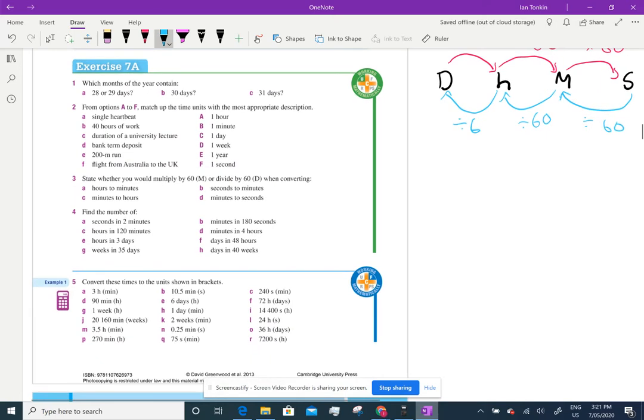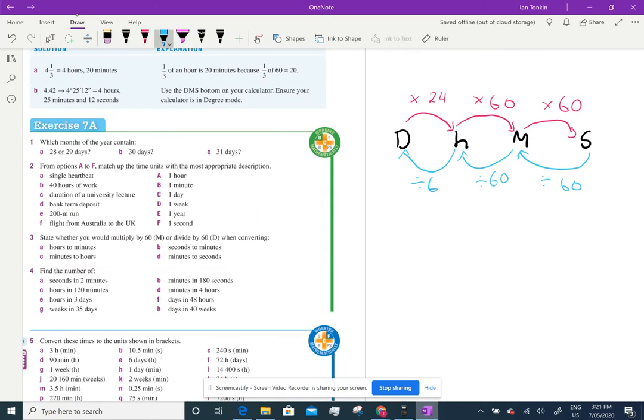I'm just going to do some of these. I want you to do them on your own. So how many seconds in 2 minutes? So I'm going from minutes to seconds. So this is 4a. I've got 2 minutes, and that equals 2. What have I got to do? Times by 60. Times by 60, 120 seconds. So that's why this little table is very, very useful.